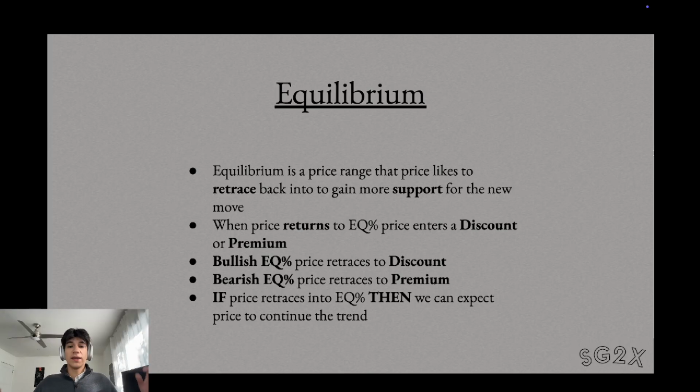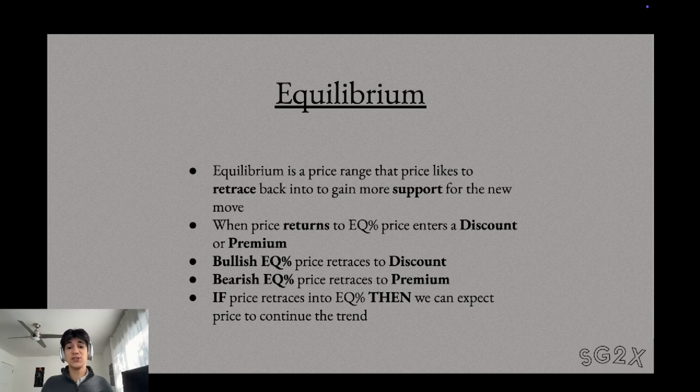All right, now that we are on the slides, let's get right into equilibrium. Equilibrium is a price range that price likes to retrace back into to gain more support for the new move. What this means is that price likes to move in trends, and whenever price is at the top of its trend, it'll like to search for equilibrium to retrace for, so more people can buy or sell depending on the move. When price returns to EQ, it's really just returning to a premium or discount of price.